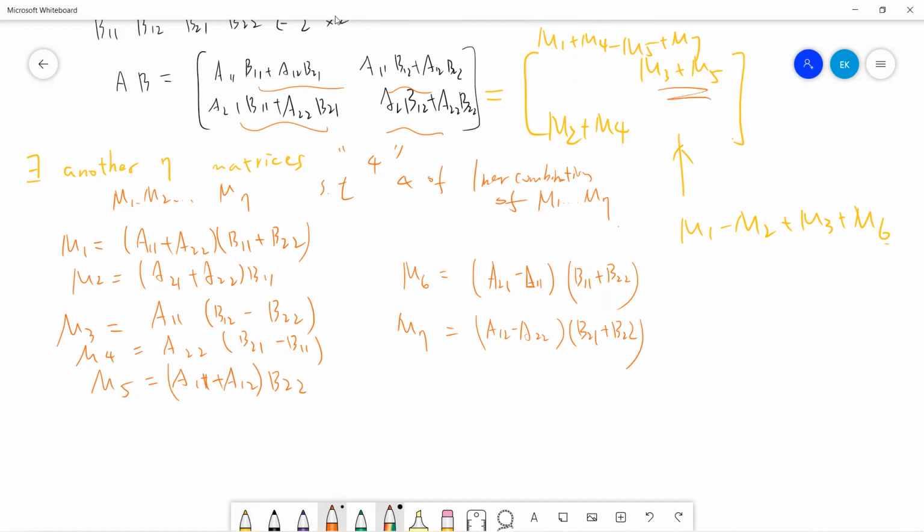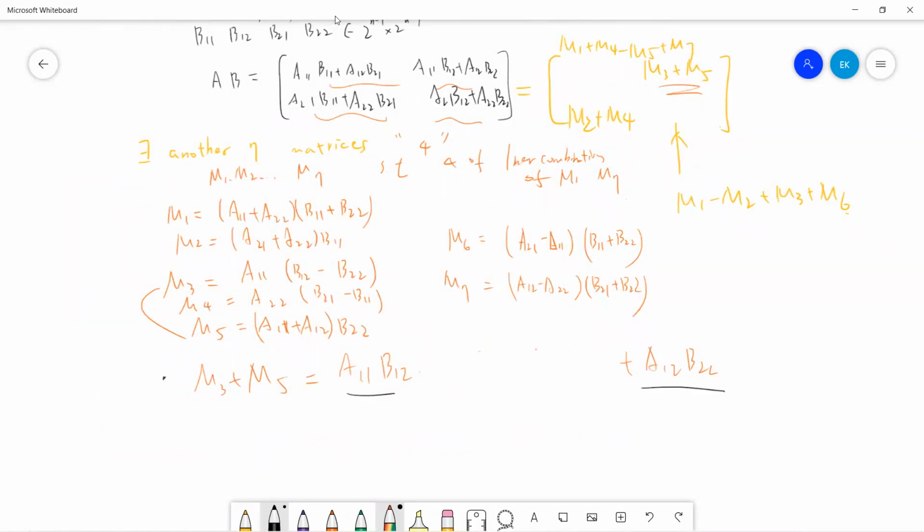Okay, so M3 plus M5, right? If I do M3 plus M5, then I get a11 b12 minus a11 b22 plus a11 b22 plus a12 b22, so I can see that these two terms cancel. So it's just a11 b12 plus a12 b22. Okay, so that's the first sanity check.